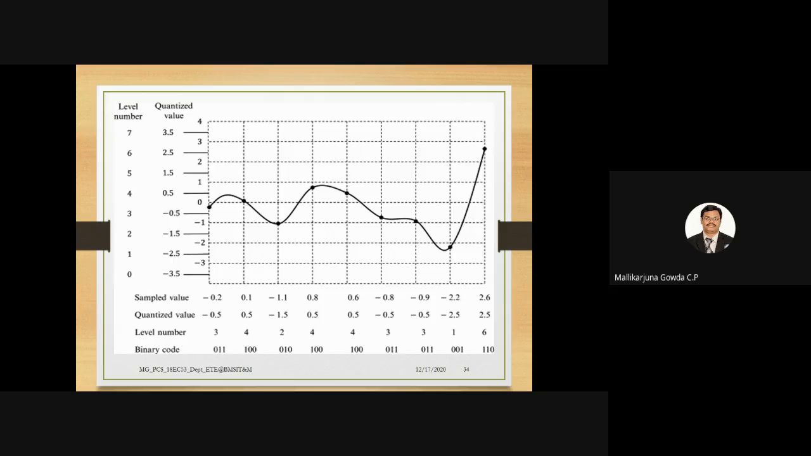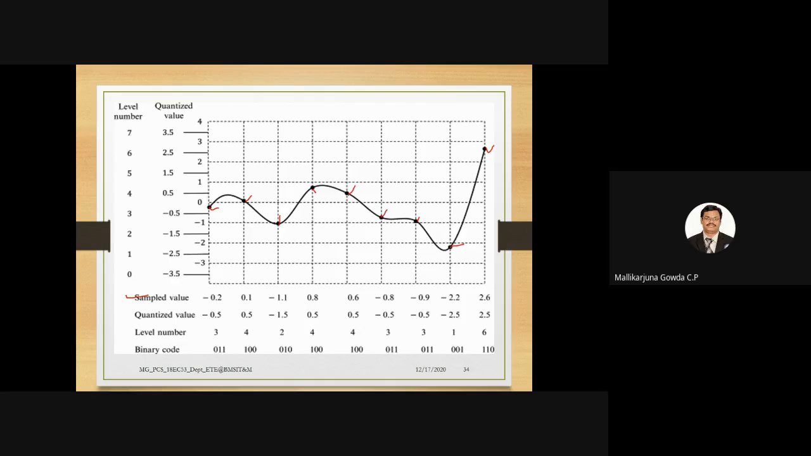Is this point clear? Yesterday I discussed it very well. With respect to this, this is the first sample value, that is minus 0.2, and this one is 0.1, and this one is minus 1.1, and this is I think 0.8, and this value is 0.6, and this value is minus 0.8, this sample value is minus 0.9, and this sample value is minus 0.2, and this sample value is 2.6. This is the sample values that I have shown now.